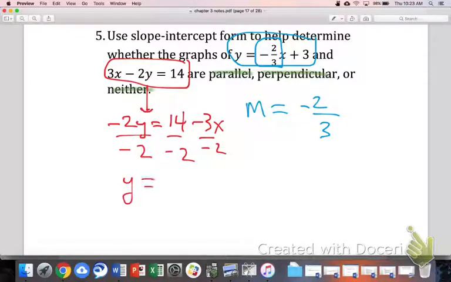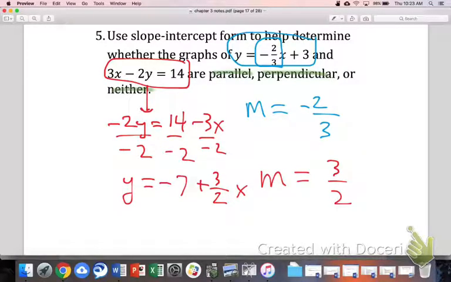I would get y equals, what's 14 divided by negative 2? Negative 7. And then what is a negative over a negative? Positive. Okay, so what is the slope of my red line? 3 over 2. Okay, 3 halves, right?